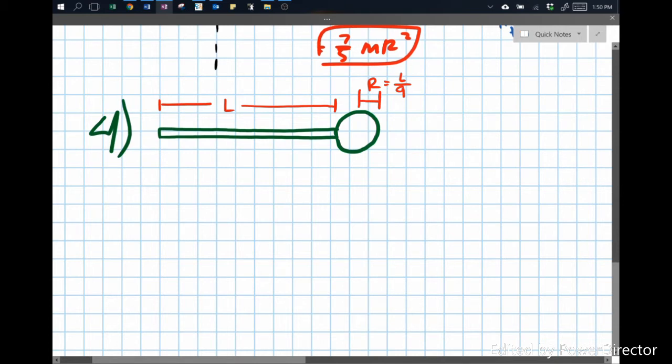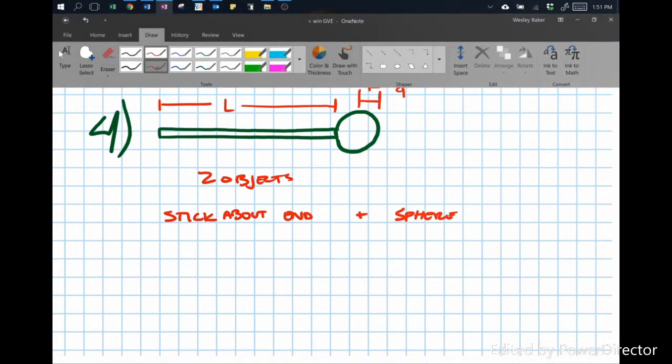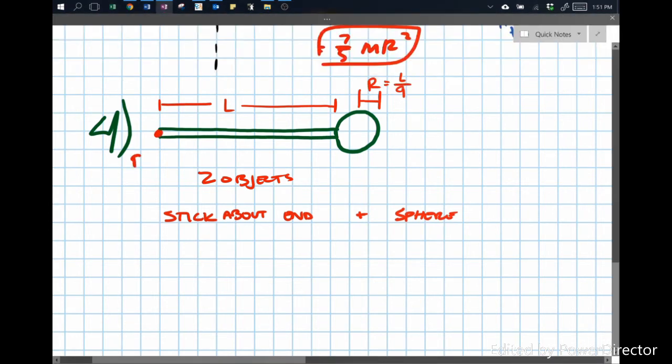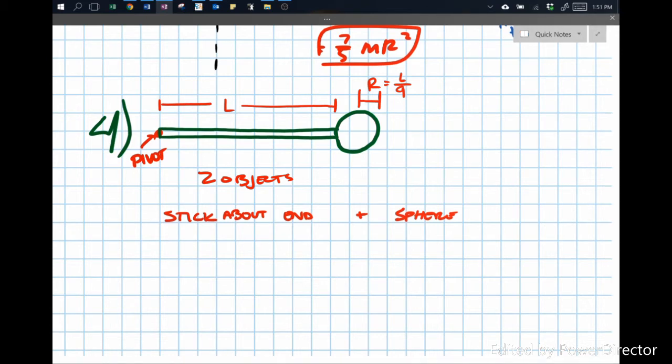So how many objects do we have here? We've got 2 objects. We've got the stick about its end, and then we have the sphere. So the pivot for my system is right there. Is that pivot at the center of mass of the sphere? No. Is that pivot at the center of mass of the stick? No. But it is at the end of the stick.